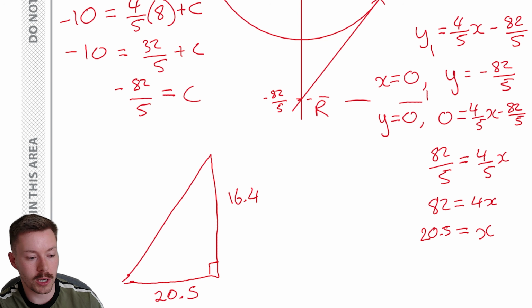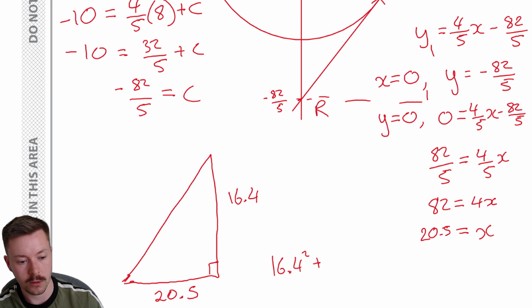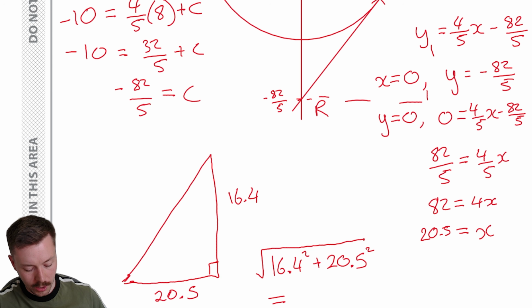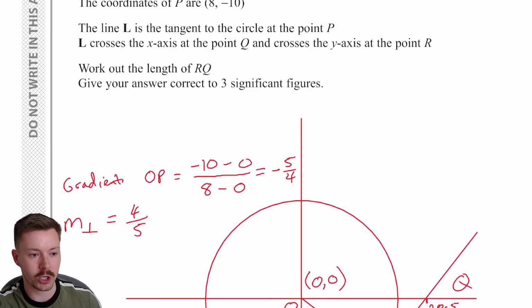So we are going to use Pythagoras here. We are going to square both sides, add them together, square root, because we are working out the hypotenuse. So the answer is going to be found by doing this. Hopefully this gives us something nice, but I am quite confident because the numbers for the gradient and the plus c were quite nice numbers. So 16.4 squared plus 20.5 squared gives us an answer of 26.25. Let me check. Ah, good.